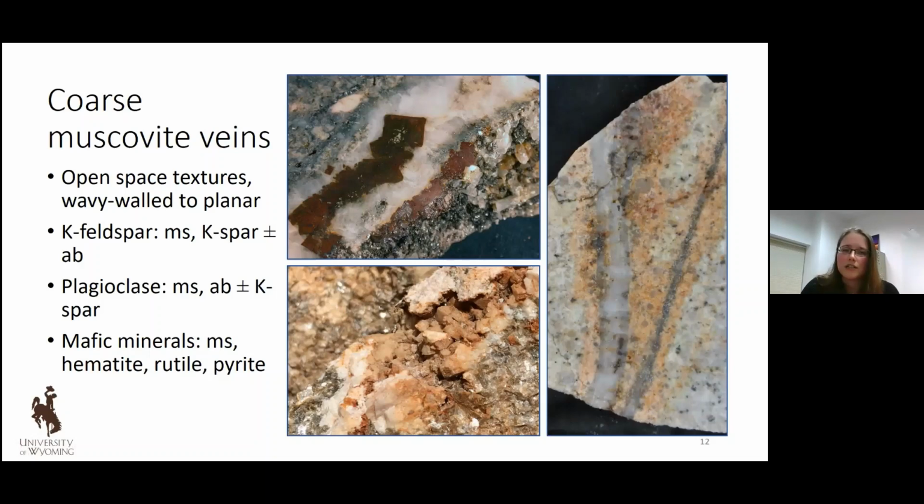When we look at the alteration that's taking place in the vein halos as well as the wall rock replacement, we typically see this trend of any original K-feldspar gets replaced by a mixture of muscovite, a little bit of K-feldspar, and then a little bit of albite. Original plagioclase goes to a mixture of muscovite, albite, and K-feldspar. And the mafic minerals tend to be the least stable. They tend to be completely altered first. And they're replaced by a mixture of muscovite, hematite, rutile, and pyrite. And I should mention, when I say albite here, I'm talking about an anorthite component of 0 to 6, so extremely sodic in composition.